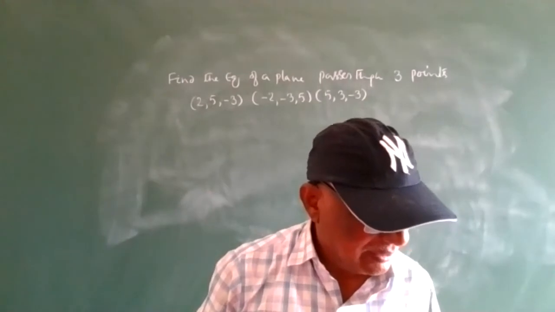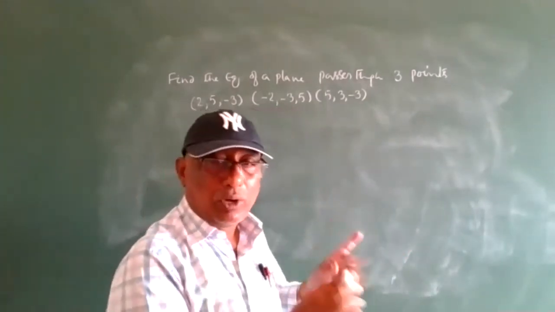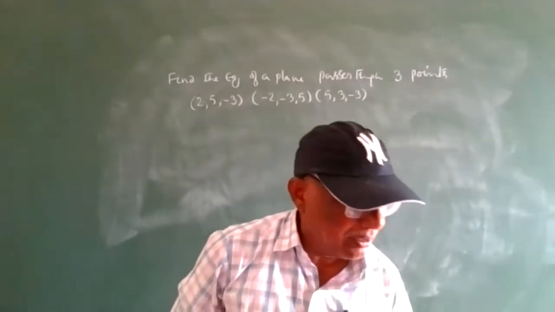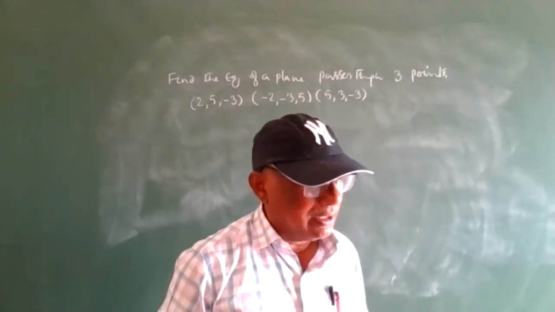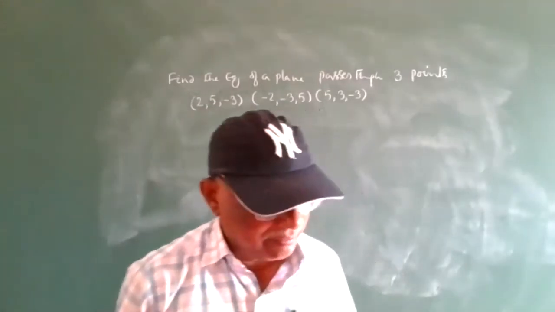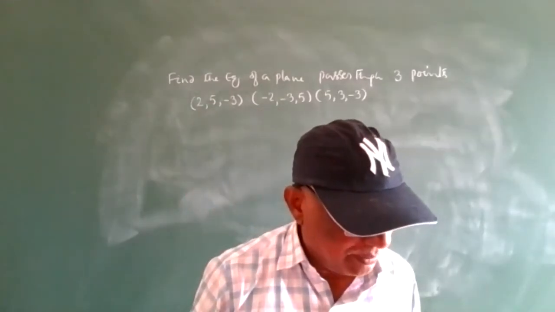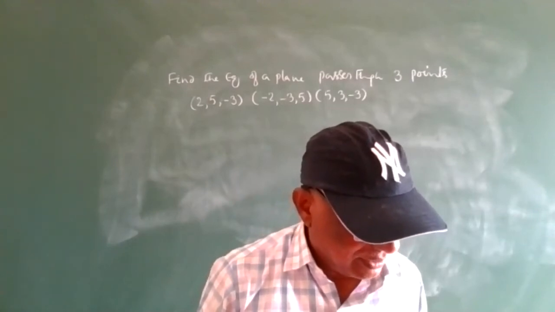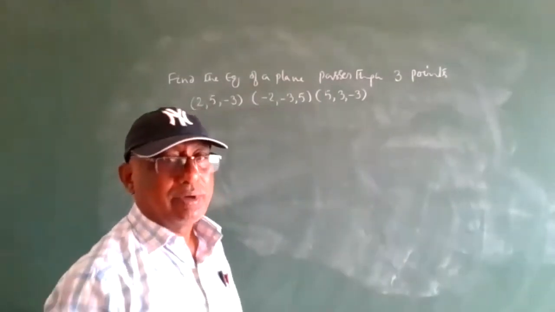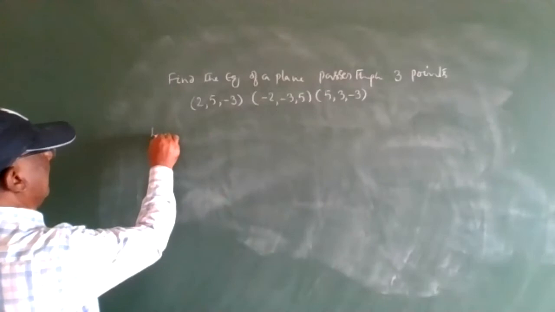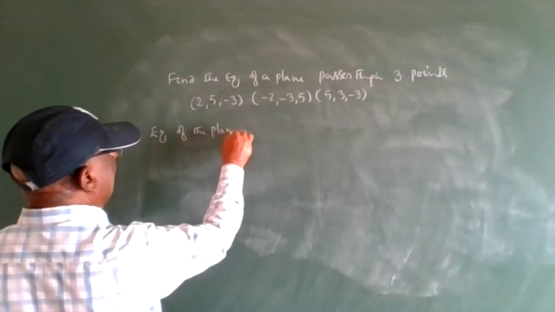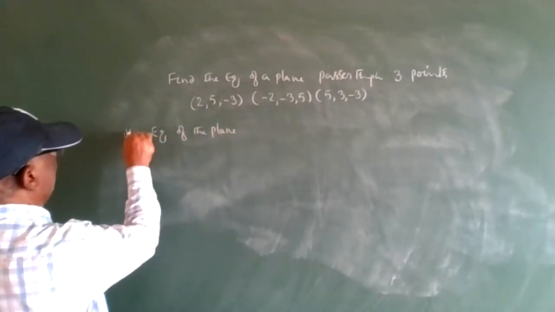First, I will write the equation of the plane passing through the first point. Then I will find the equation for the second point and third point, and then simplify to get the equation. Okay? So the equation of the plane passing through the 3 points is required. For that, first I will write the equation of the plane, a simple method for CET model only.